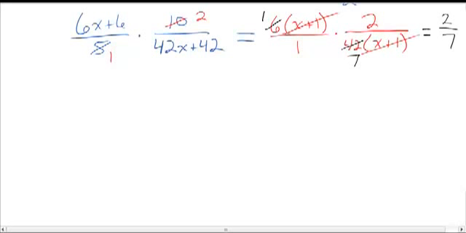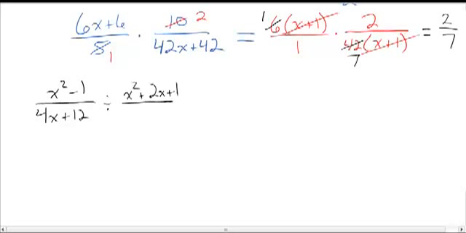Now keep in mind if you have a division problem, I'm going to make this one fairly involved. x squared minus 1 over 4x plus 12 divided by x squared plus 2x plus 1 over 5x plus 15. If you have a division problem, remember, the first thing you're going to do is flip that second fraction and change it to a multiplication problem.